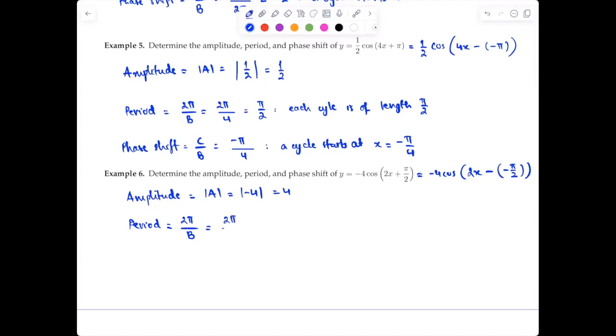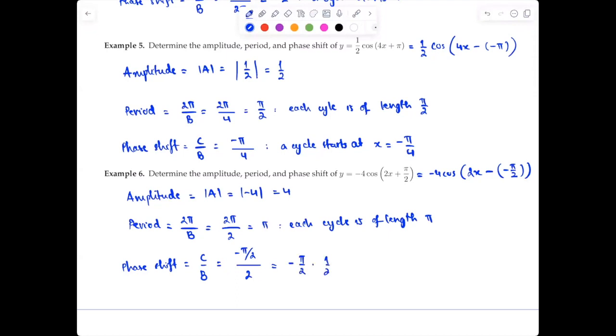That is equal to 2 pi over b, which in this case is 2, which is equal to pi. So each cycle is of length pi. Okay. And for the phase shift, it is equal to c over b, for c equal to negative pi over 2, divided by 2. So you do negative pi over 2 times 1/2, and you get negative pi over 4.